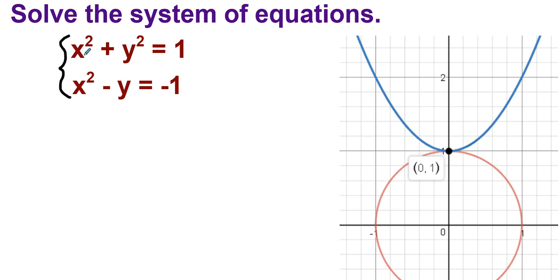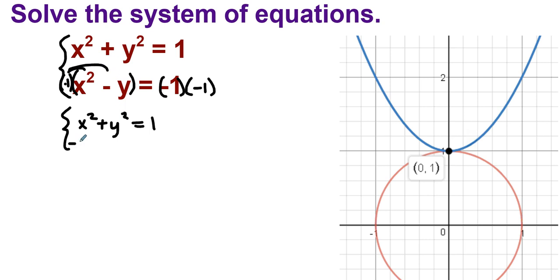So just like the last example, I'm going to start by multiplying one of these equations by -1 on both sides. My system becomes x squared plus y squared is 1. In the bottom equation, distribute the -1, we get -x squared plus y, a negative times a negative is positive. If I add these together, x squared plus -x squared is 0. It eliminates the x squareds.